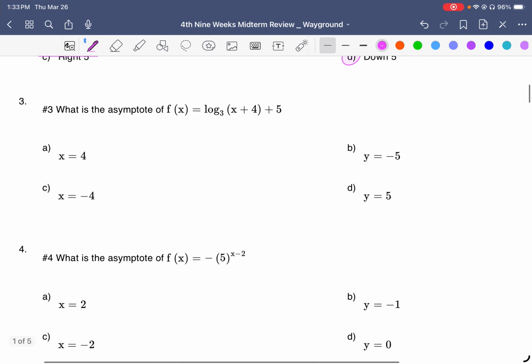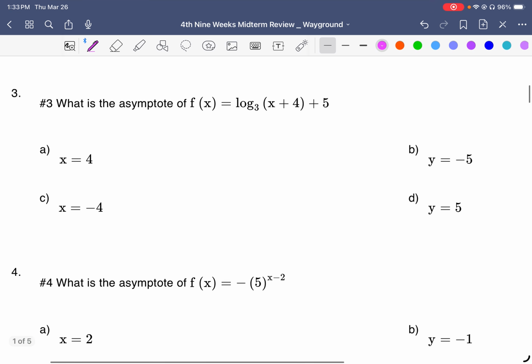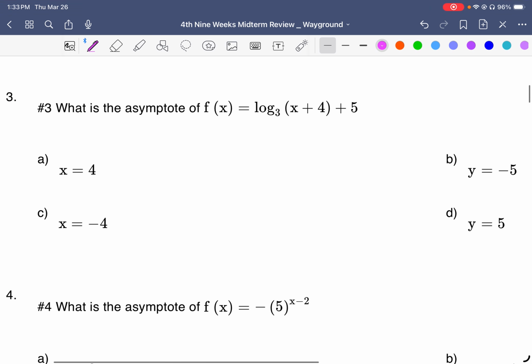Okay, moving on to question number 3. What is the asymptote of f of x equals log base 3 of x plus 4, plus 5? So I'm going to identify the parent function. This is obviously a logarithm. So you start highlighting from the word log until you reach x.